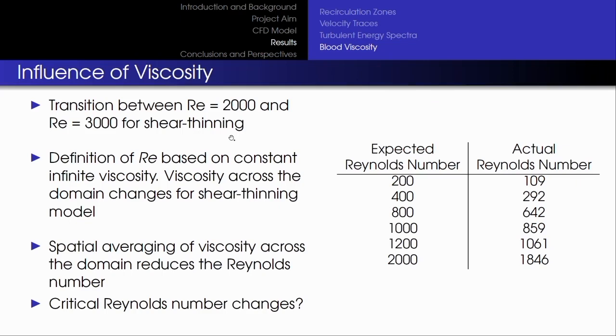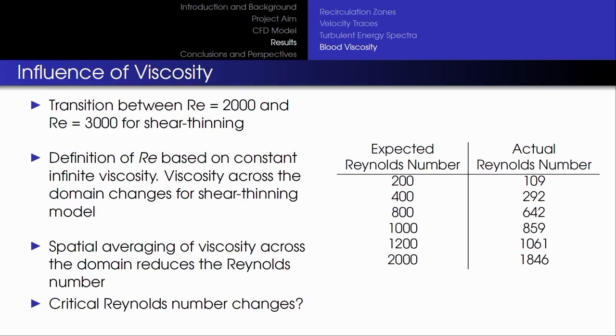So we can say transition occurs between Reynolds numbers of 2,000 and 3,000. It's quite hard to get an exact value, which I'm trying to solve with more models at the moment. However, a new area comes into play, which looks at the Reynolds number in particular. The Reynolds number we used was based on a high shear rate viscosity. However, for the shear thinning model, the viscosity is changing across the domain.